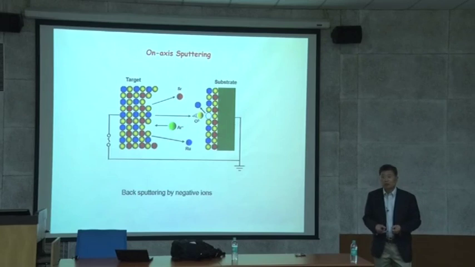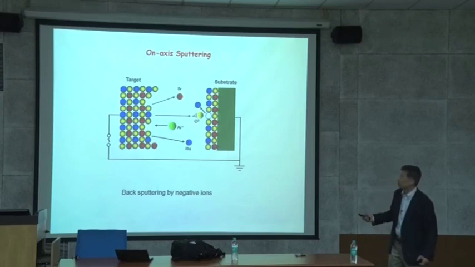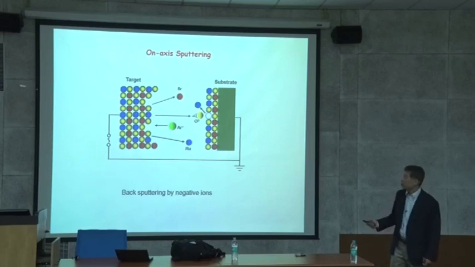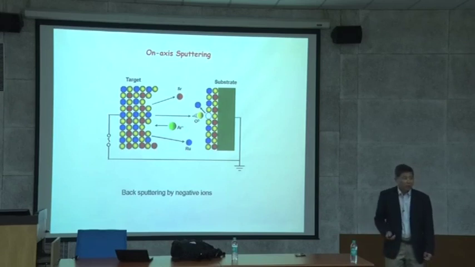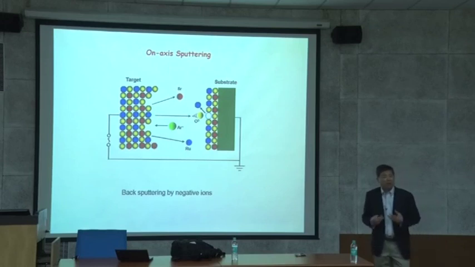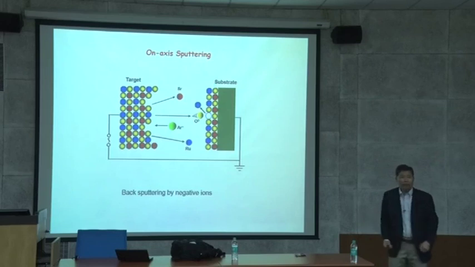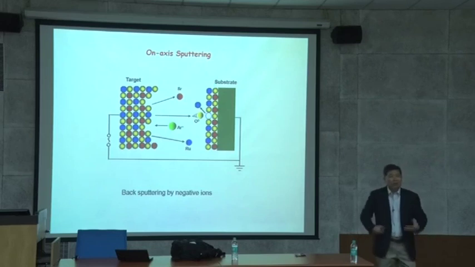And this one is a problem, because you apply a negative bias. When you apply a negative bias, you have minus a few hundred volts. And a few hundred volts attract the positive ion to hit it and knock out material. But another problem is that this negative bias accelerates these oxygen ions to very high energy. Okay? So you have a few hundred eV of energy accelerating this oxygen ion toward the material that was already deposited. Okay? You know what happened?